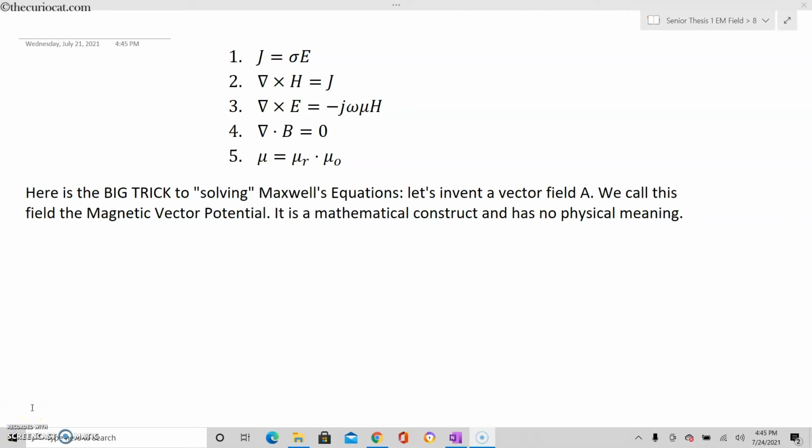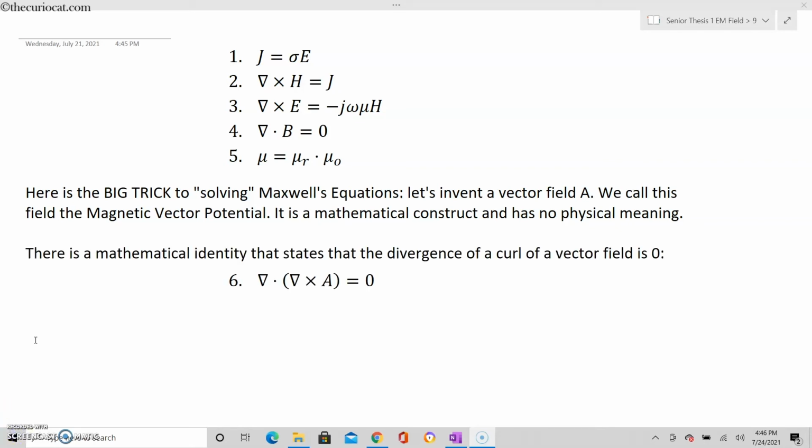To find that last equation, we have to do a trick. Here is the big trick to solving Maxwell's equations. Let's invent a vector field A. We call this field the magnetic vector potential. It is a mathematical construct and has no physical meaning.